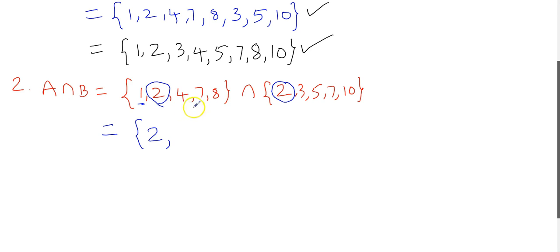What about 4? It is there in set A. You don't see it in set B. So don't write it down. 4 is gone. 7 is in set A, and you see it in set B also. So I'll write 7. That's all. That is the set A intersection B, which contains only 2, 7.